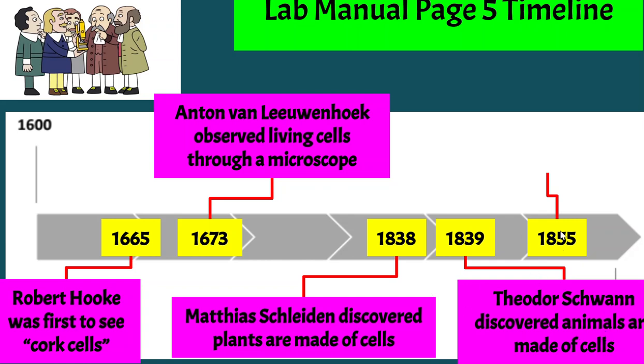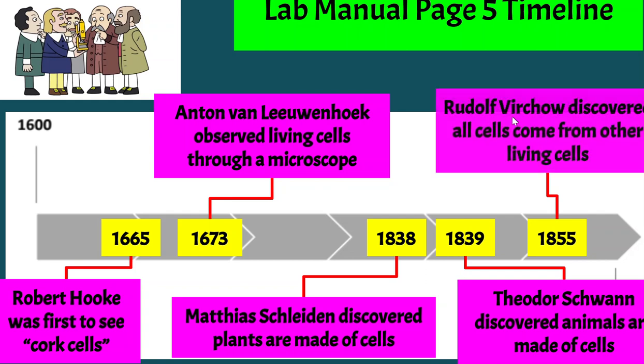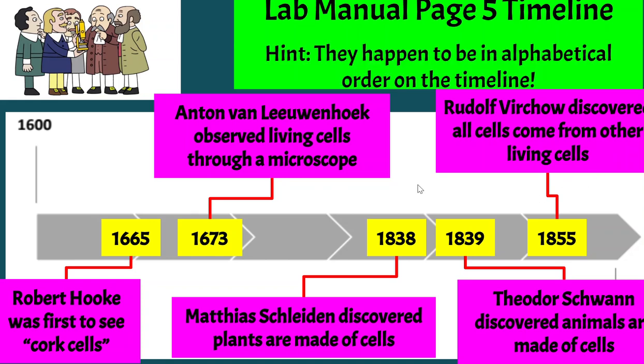And then finally, just 15 years later or so, we have Rudolf Virchow, and he discovered that all cells come from living cells. All right. These happen to be in alphabetical order, which if they are in chronological order, they're in alphabetical order. That's helpful to know, if that helps you keep track of who did what.